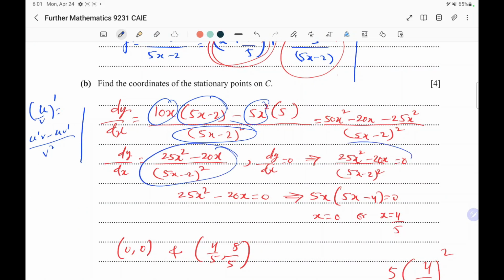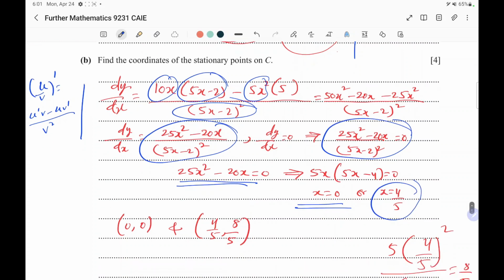dy/dx should be 0. Equate to 0. Now 25x² minus 20x should be 0. Factorize: x equals 0 or x equals 4/5.